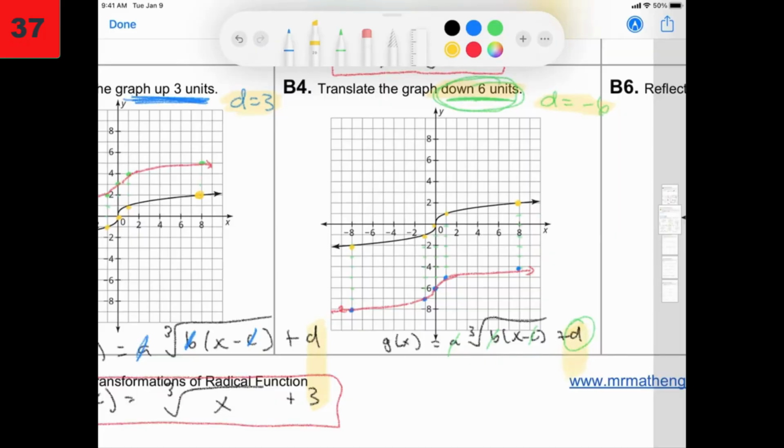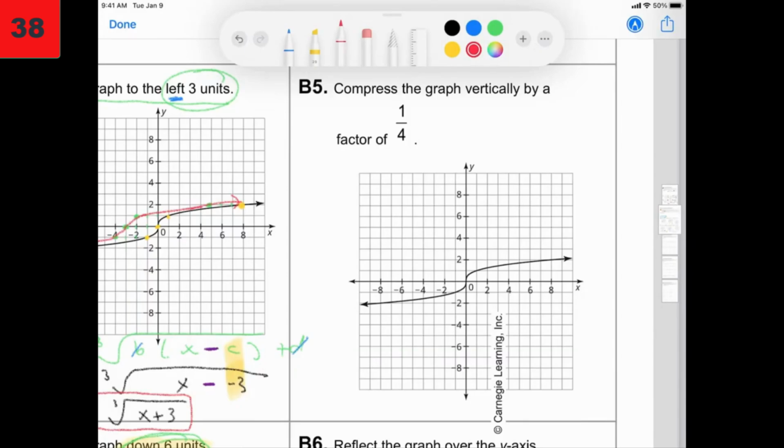So I'm going to put that here. Let's go ahead and just write this in. So I have g of x equals the cube root of x, and then that would just be a -6 on the outside of the radical, not on the inside. And what I'm boxing here in red is just what we graphed here on our graph. It tells us to compress the graph vertically by a factor of 1/4.